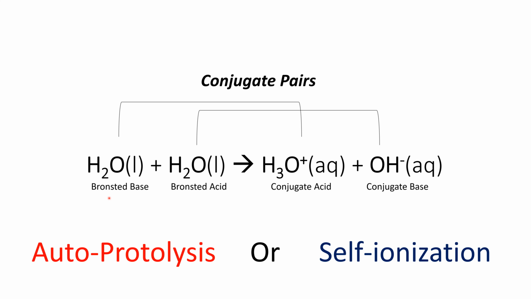Now, for this H2O, this is its conjugate acid, and for this H2O, this is its conjugate base, and these both are conjugate pairs. To recall again, Bronsted acid loses the H plus ion to form conjugate base and the Bronsted base gains that H plus ion to form conjugate acid, and these both are conjugate pairs.